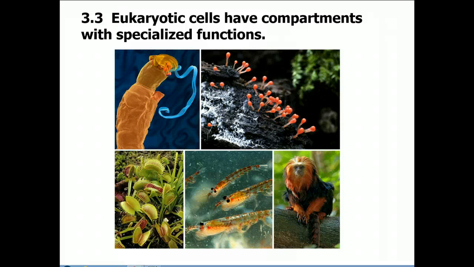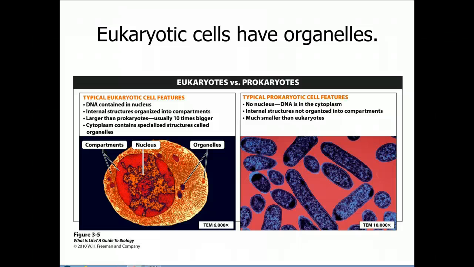So eukaryotic cells have compartments with specialized functions. You can see all the specialization going on in the different environments that they live in. And eukaryotes have organelles, and we've talked about the organelles many times already in this presentation, but redundancy leads to good memory retention. So eukaryotes have a true nucleus that's contained within a compartment. Internal organized structures or compartments we refer to as organelles.